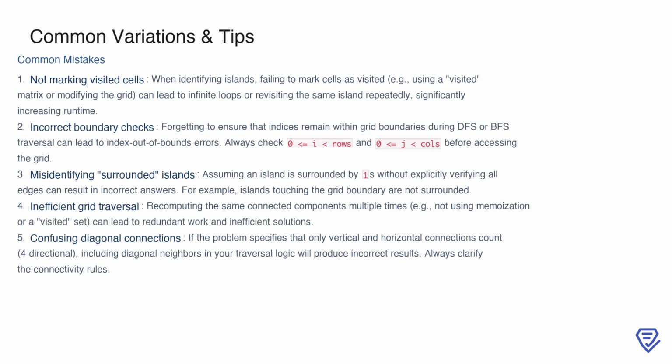Lastly, watch out for the problem's connectivity rules. If only vertical and horizontal connections are allowed, including diagonal neighbors in your traversal will result in incorrect solutions. Always confirm the rules before starting your implementation.